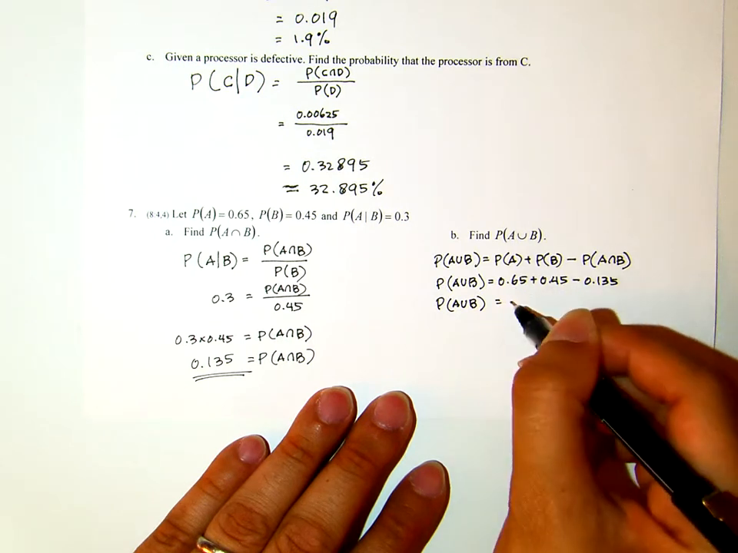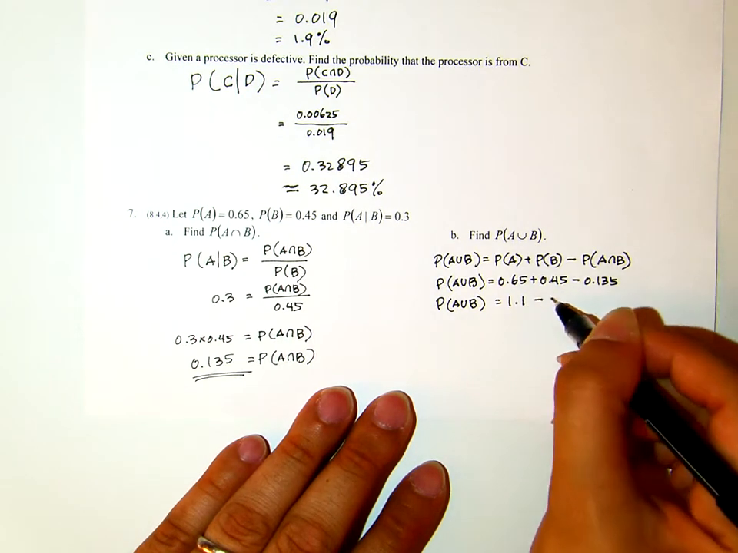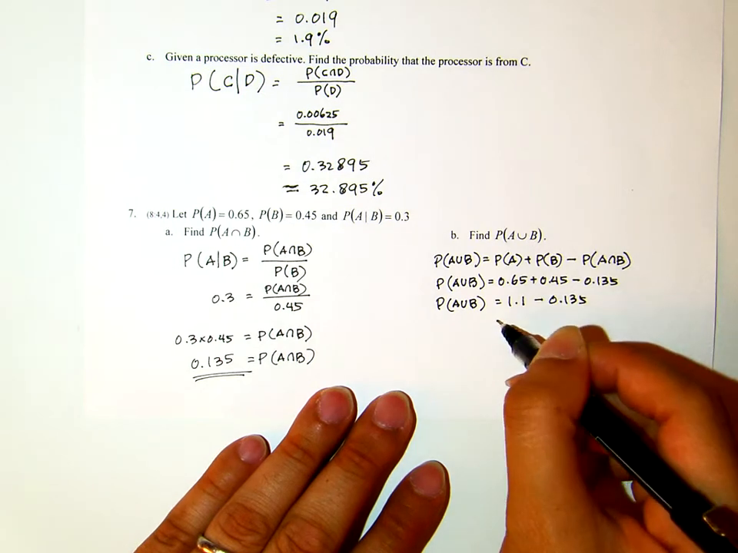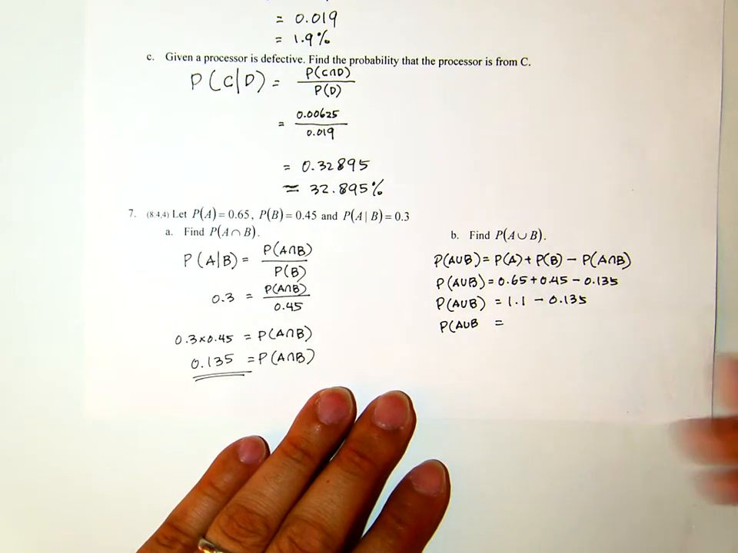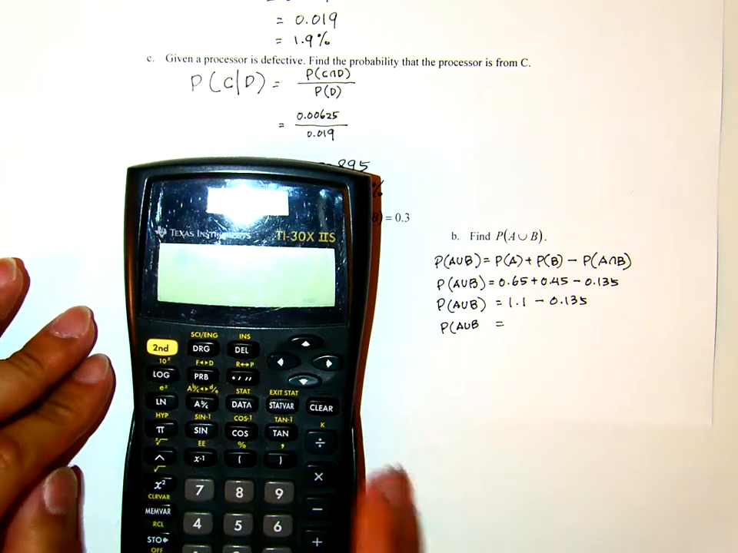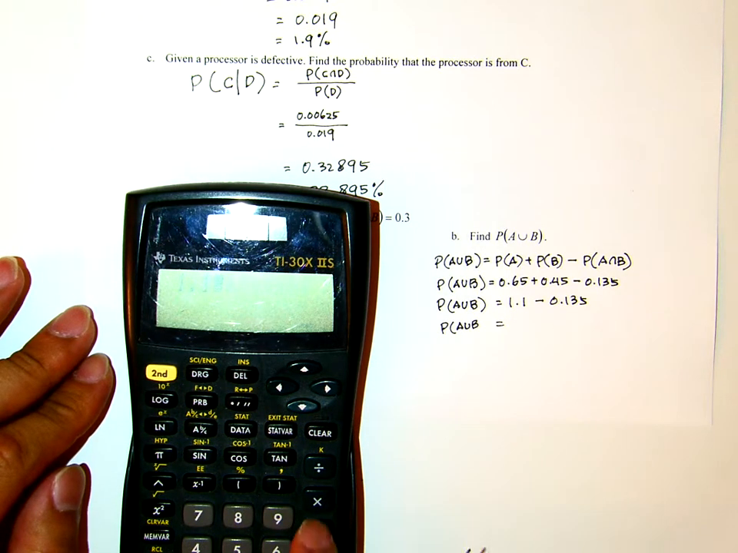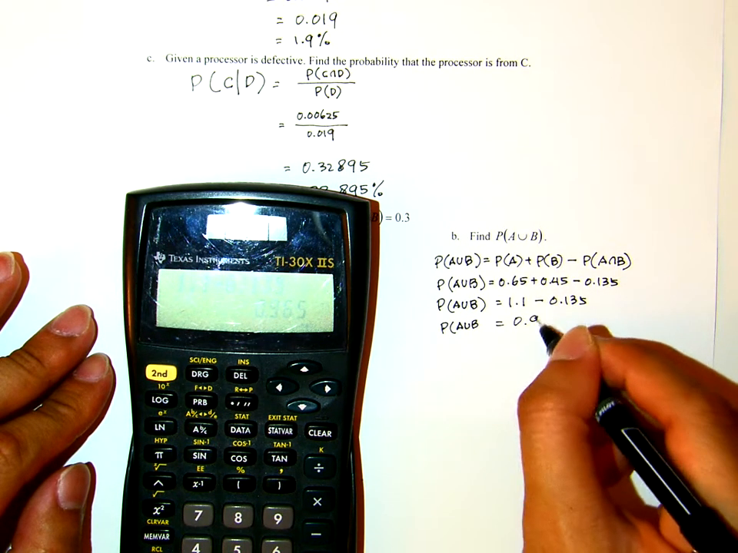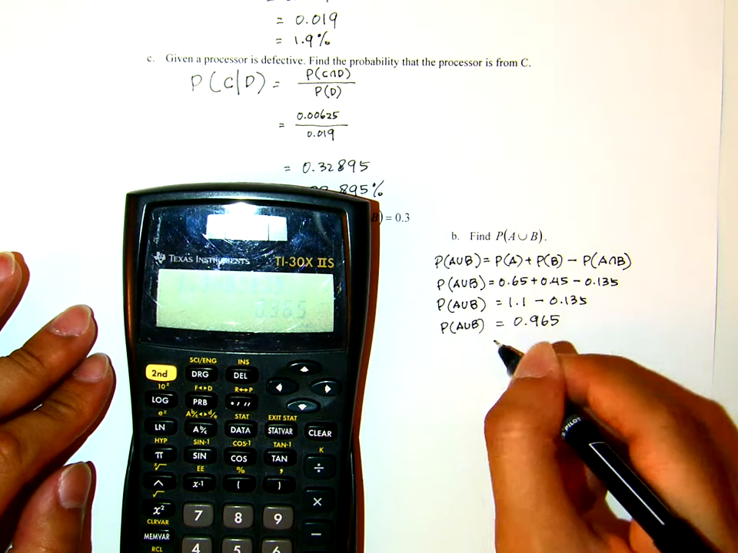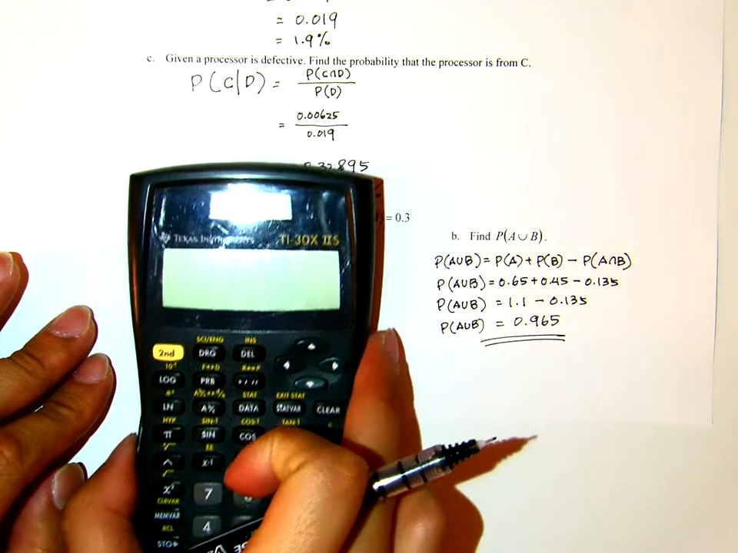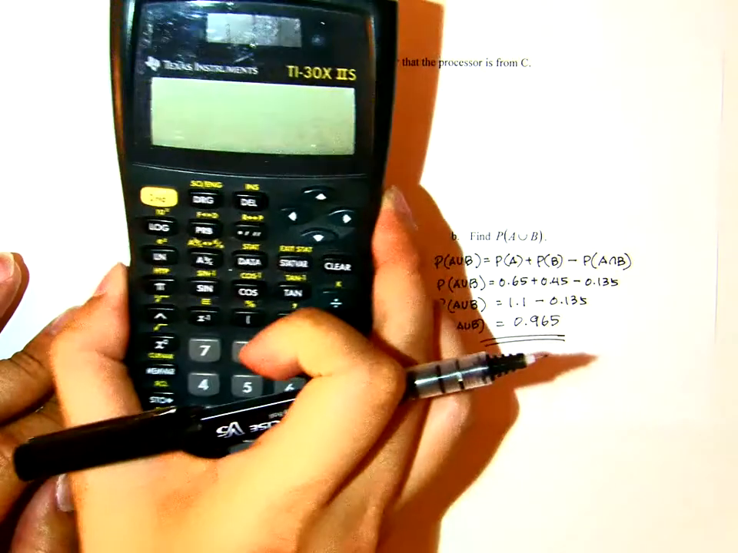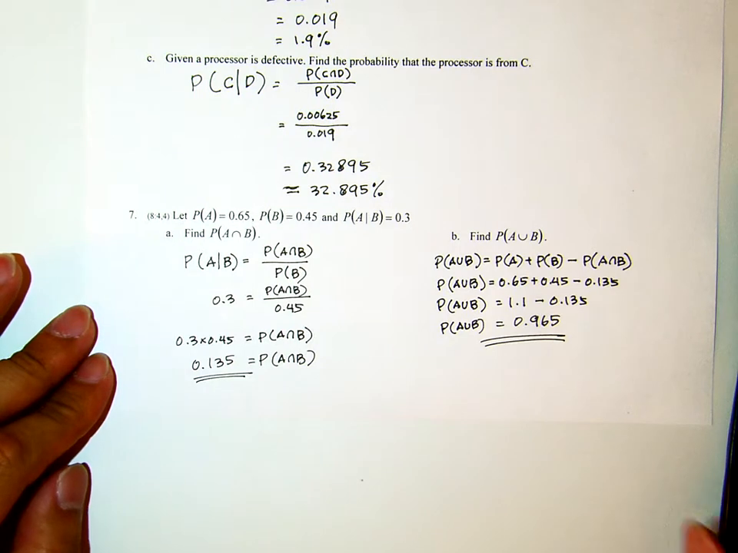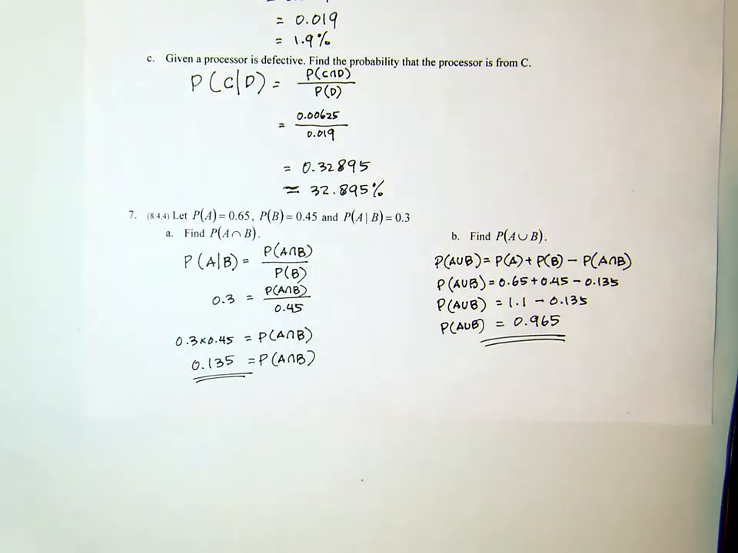That equals, if I add them, 1.1 minus 0.135. I believe that should give me, if I use my calculator, 1.1 minus 0.135, that's 0.965. That's the probability of A union B. Now this is from fall 2011 Math 21 Test 2 number 7.